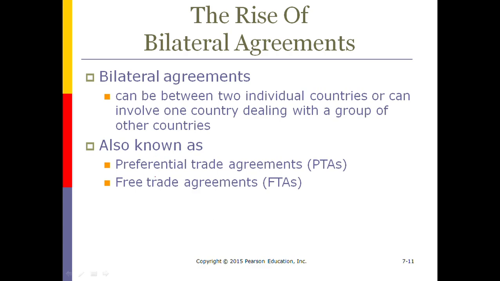Here, under the bilateral agreement, the two countries would agree on two main things. Either to give preferential trade agreements, that is, to give preferential rights to each other, or it could even be a free trade agreement, where the countries decide that there would be free trade between the two countries without any tariffs or any restrictions among them.